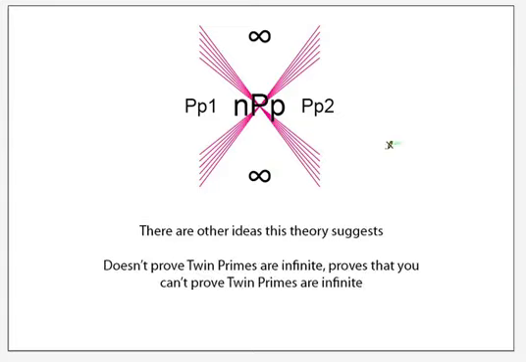There are a number of other ideas that this theory suggests. For example, I believe this doesn't actually prove the infinitude of twin primes, but rather proves that you can't prove the infinitude of twin primes.